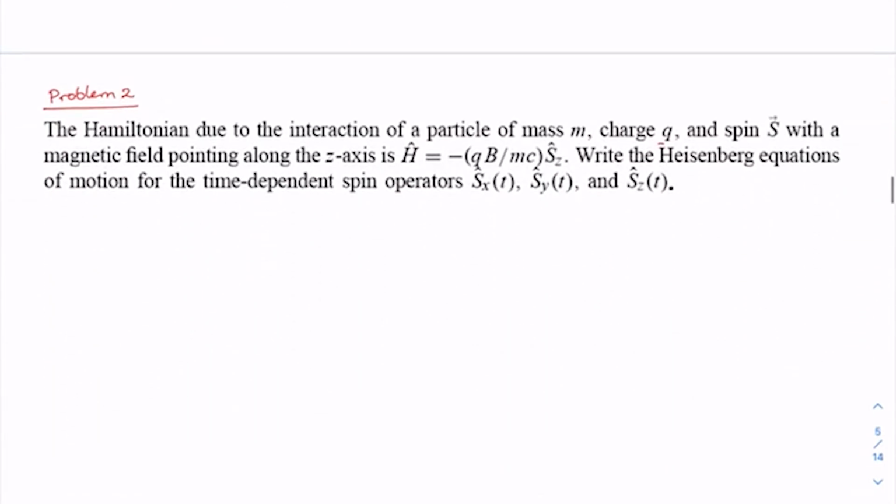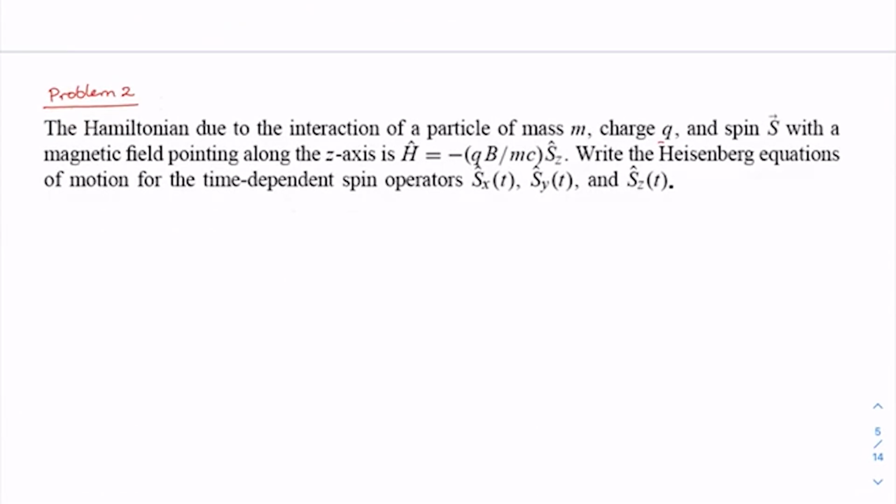Let us now work out this problem. The Hamiltonian due to the interaction of a particle of mass m, charge q and spin s with a magnetic field pointing along the z-axis is H equal to minus qB by mc S_z. S_z is the z component of the spin vector S. Write the Heisenberg equation of motion for the time dependent spin operators S_x, S_y and S_z. Let us do it.